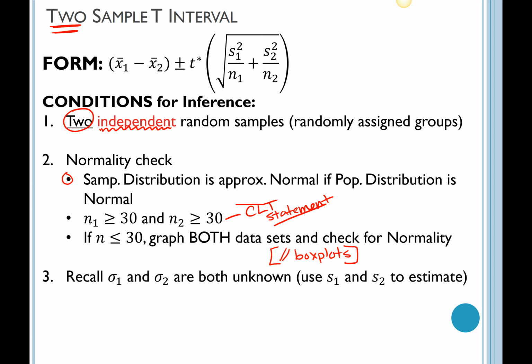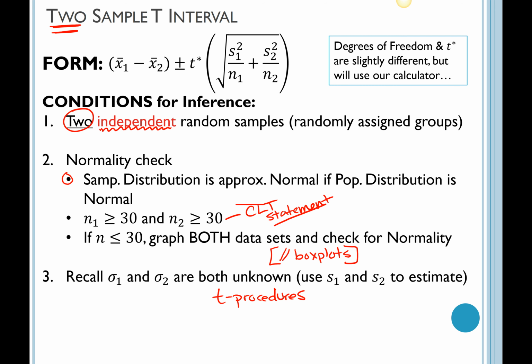If sigma 1 and sigma 2 are both unknown, we're going to use s1 and s2 to estimate. Very similar to what we did for the last unit. So if sigma is unknown, we're going to use s to estimate, which means we are going to use these t procedures that we've been discussing. Now the degrees of freedom and t star are going to be slightly different, but we're just going to rely on our calculator to obtain those. I wouldn't really worry about how the calculator computes it. It's going to be a little tricky, but just take your calculator's word on it.